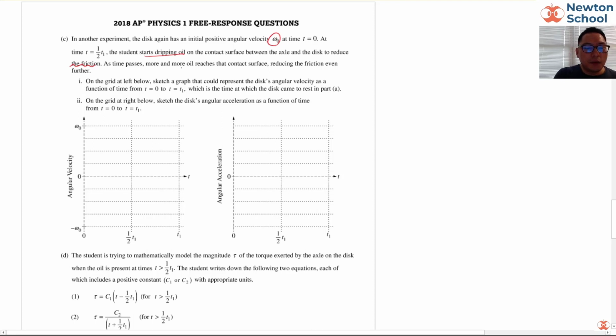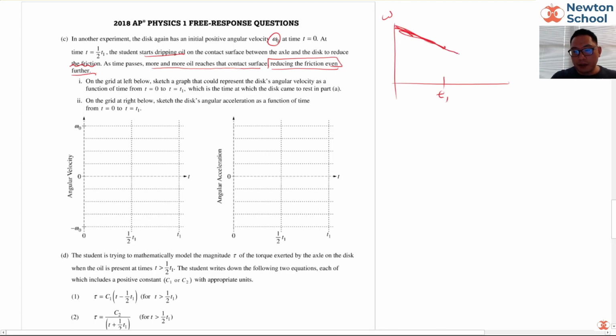As time passes, more and more oil reaches the contact surface, reducing friction even further. So now friction is decreasing and it's changing. So acceleration is going to be smaller, but it's not going to be constant. Okay, so angular velocity. I'm expecting something like, I'll just write here omega, and until you reach t1, it's going to drop linearly, and then if you put oil there, this slope has to be reduced, and it's going to be even more reduced, something like that. It's going to reach maybe 0 around there, but we don't know that yet.